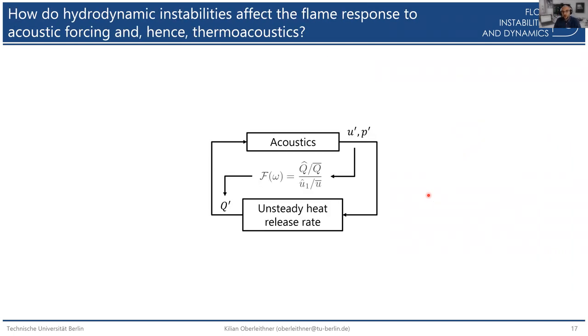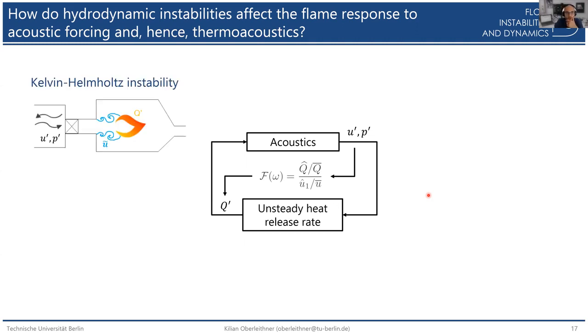So finally, we now come to the research question here. What we are trying to understand is how hydrodynamic instabilities affect this flame transfer function. How do they affect the response of the flame to acoustic perturbations? At the beginning, I introduced you to a couple of instabilities that are important in swirling flows, and now we're trying to understand how these are connected to the flame response.